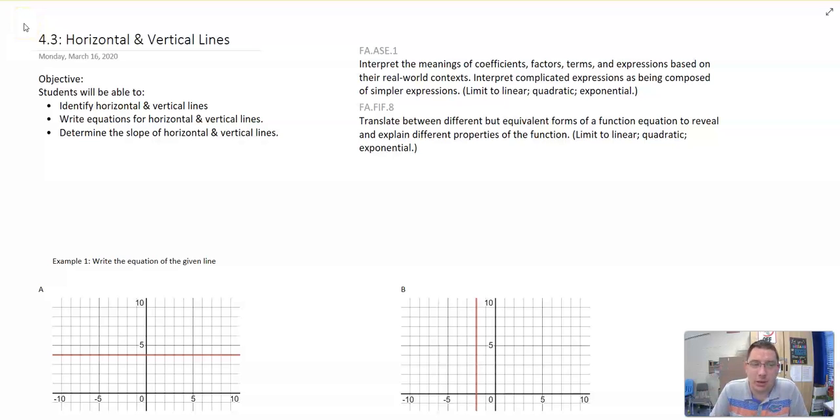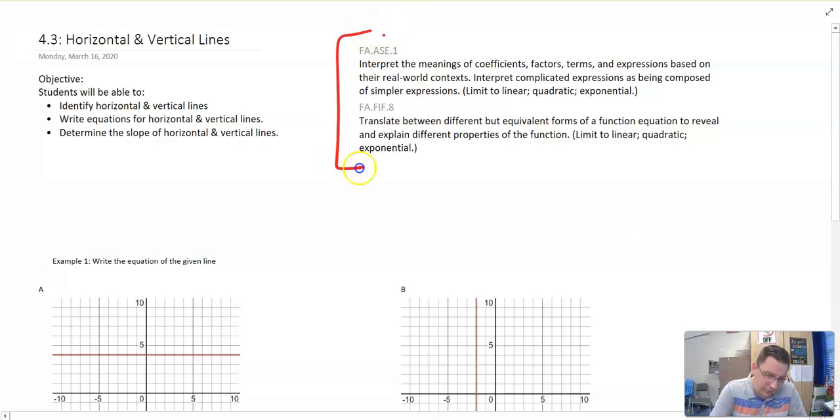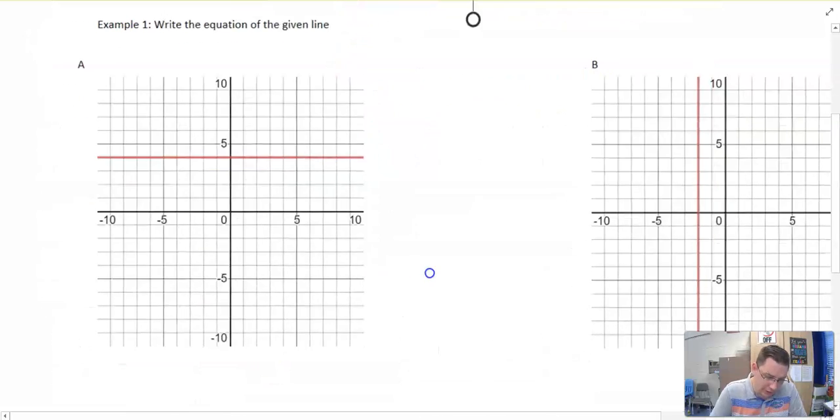In this lesson, you're going to be able to identify horizontal and vertical lines, write their equations, and determine the slope of those horizontal and vertical lines. We looked at some of this in section 1 and section 2, but we're going to continue this discussion here in section 3. The biggest thing is being able to identify and write what these lines are, what their equation is. These are the standards that it falls under, A.SE.1 and F.IF.8, dealing with equations and equivalent forms. So let's look at example 1a.